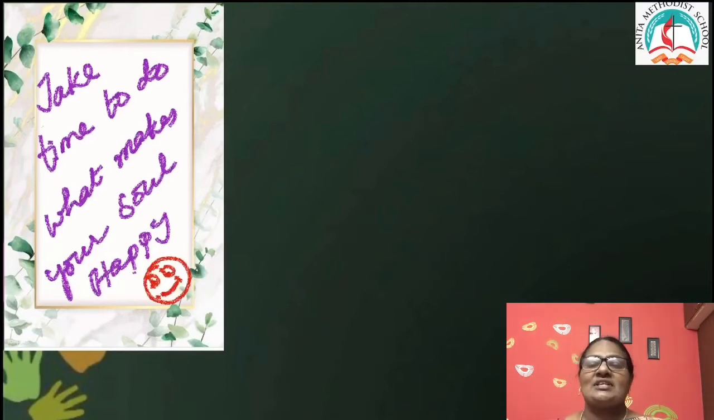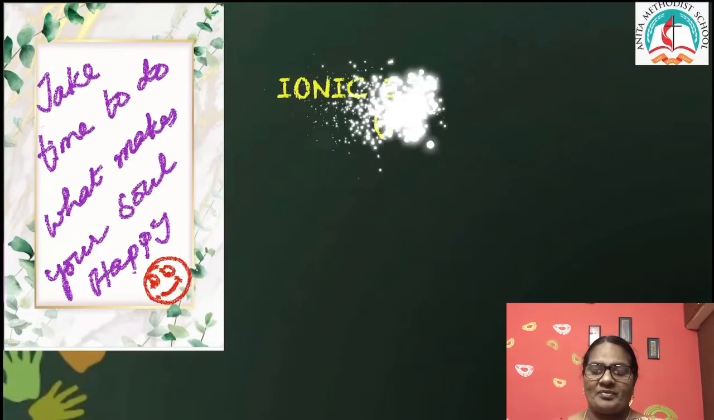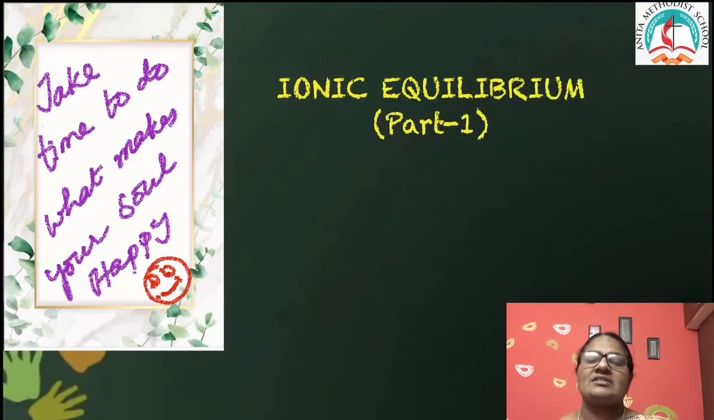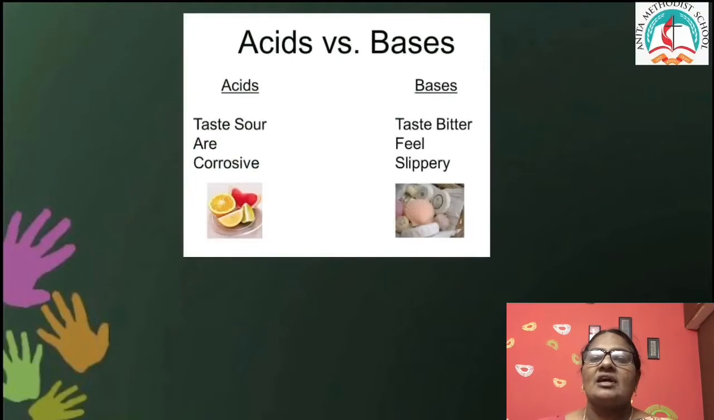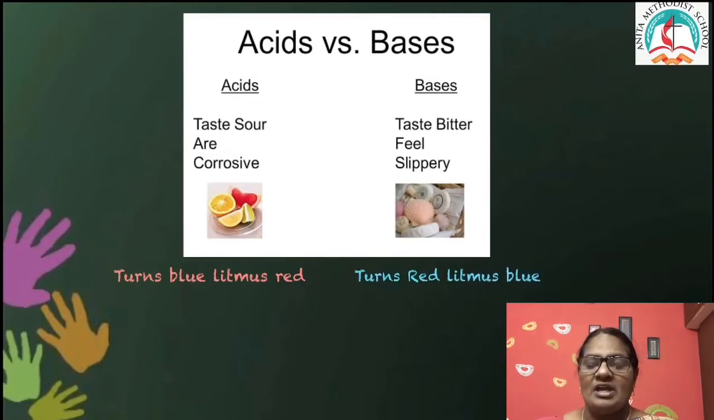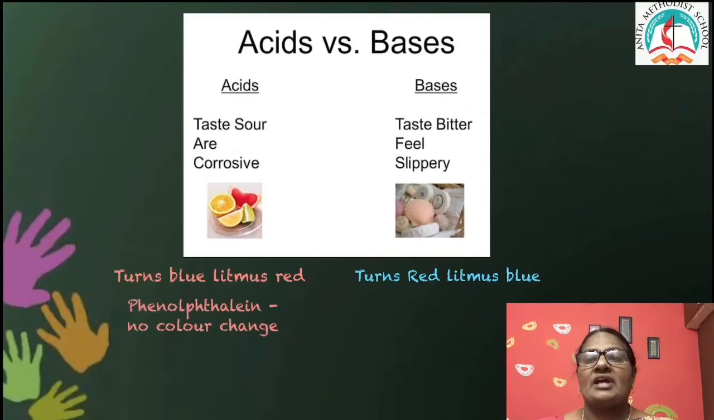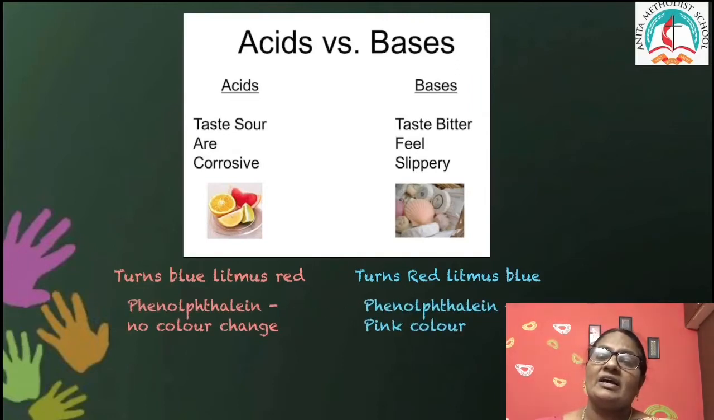Let's move on to today's lesson, Ionic Equilibrium. You must have studied about acids and bases in your lower classes, and you know that acids are sour to taste, they are corrosive, while bases are bitter to taste and they are slippery and soapy to touch. Acids turn blue litmus into red, whereas bases turn red litmus into blue. And we also know that with phenolphthalein, acids give no color, but bases give a pink color.